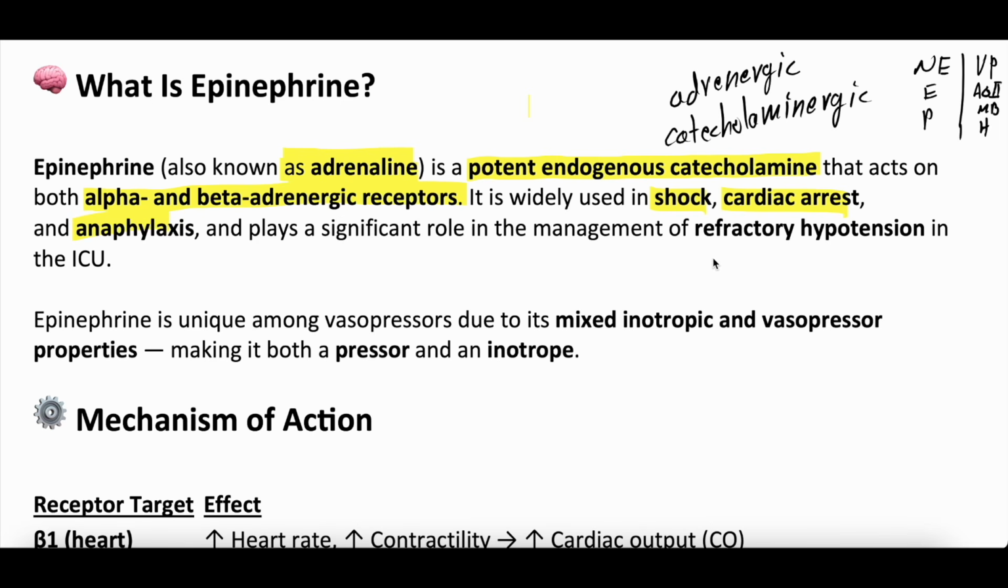It plays a significant role in the management of refractory hypotension in the ICU, and it's definitely one we need to know about. What is interesting about epinephrine, especially compared to norepinephrine, its sister vasopressor, is that epinephrine actually has mixed inotropic and vasopressor properties. Inotropic meaning increasing cardiac output, so affecting the heart more, and vasopressor, which means increasing the mean arterial blood pressure or affecting the blood pressure more. So it has this mixed effect, which we're going to talk more about.